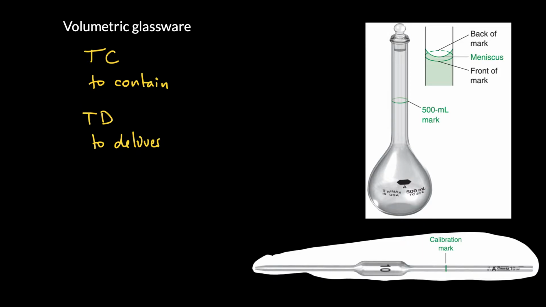If you're making a solution, then you need to know the total volume inside the glassware. Whether you can pour it all out or not is irrelevant here. And so TC is typically what you look for.